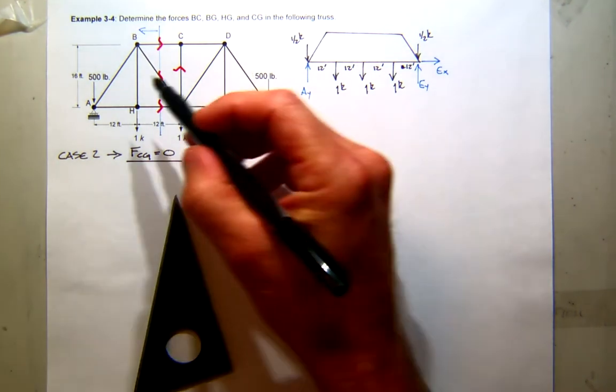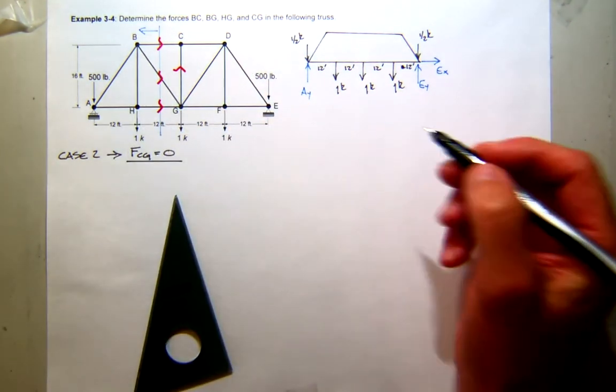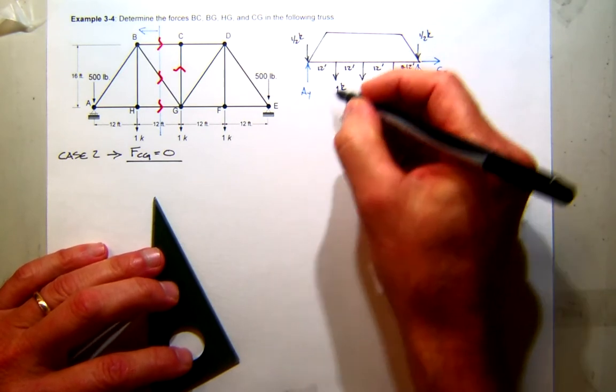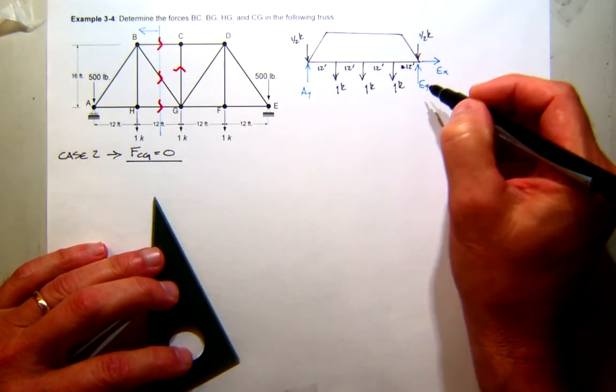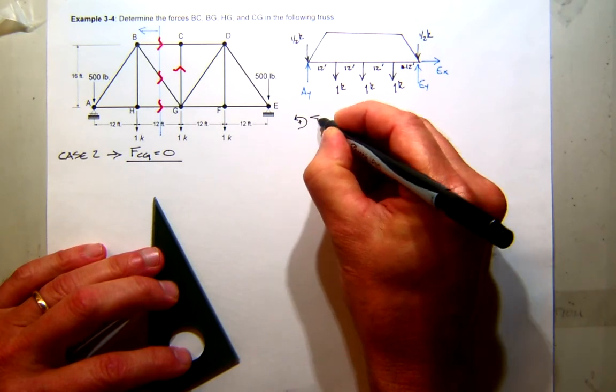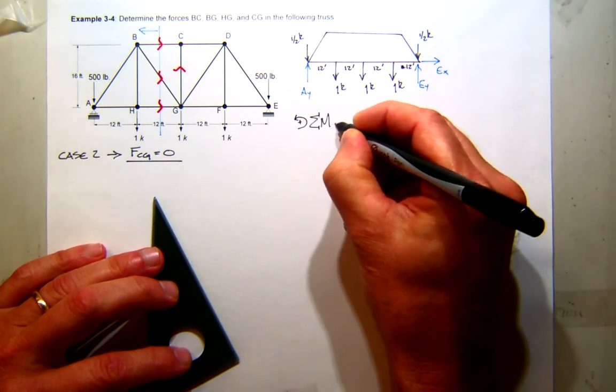Again, I just want to find AY, so what am I going to do? Probably some moments about E. So I'll assume right-hand rule for my sign convention, and we will start by summing moments at E.